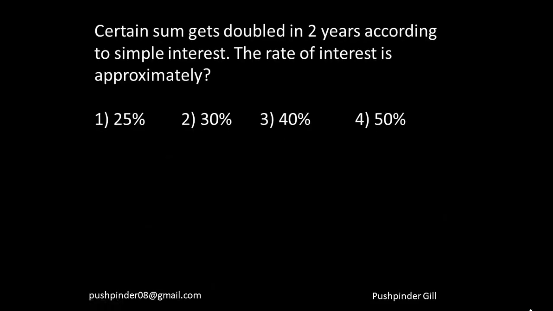Okay, a certain sum gets doubled in 2 years according to simple interest. What is the rate of interest? So if it gets doubled, I know R into T is 100. If R into T is 100 and T is 2 years, that means R is 50%. You see how easily we are able to solve these questions now. You don't need any other formula. If money doubles, R into T is 100. In 2 years, that means the rate is 50%.